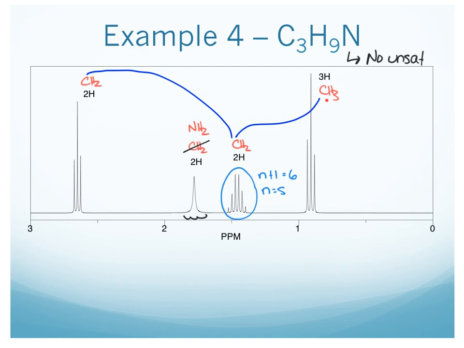Well, we've taken care of the CH3. The CH2 has its 2 bonds, but this CH2 needs one more bond, as does the NH2. Well, let's just connect those two together. And that also explains why this signal is shifted downfield just a little bit, because it's bonded to the nitrogen.